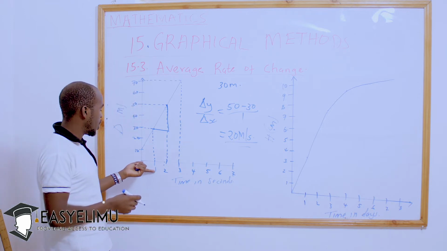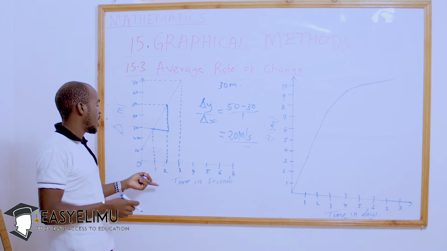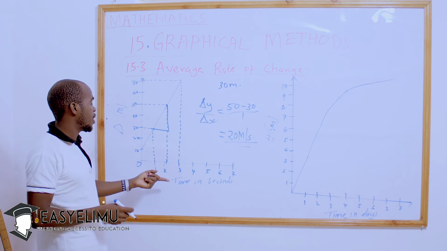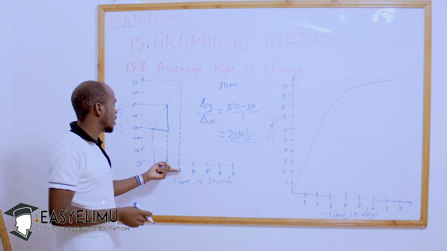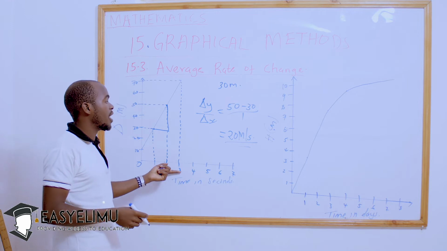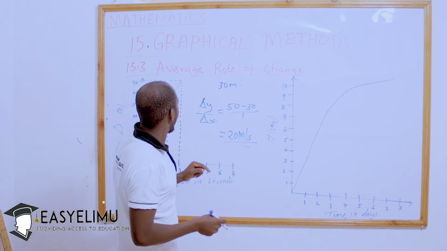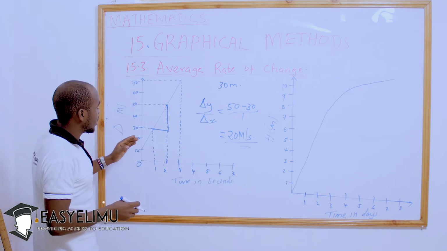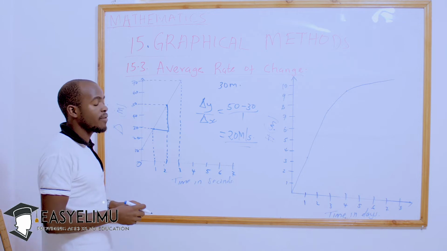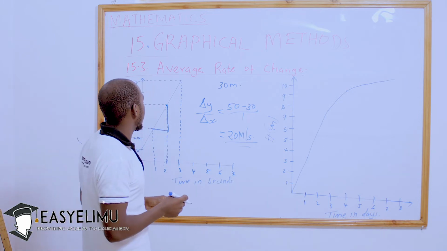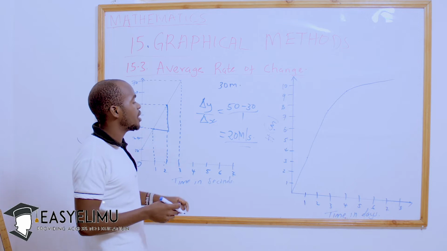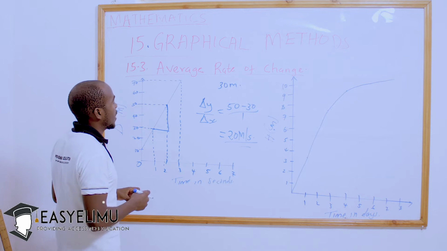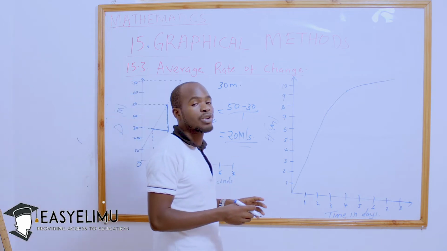But you will find in 1 second it is 30 meters per second, and in 2 seconds it will be 50 divided by 2, which gives 25, and in 3 seconds it will be 70 divided by 3, which is 70 over 3 meters per second. So you are finding that at each second we have a different speed. But you will find the constant of the speed is 20 meters per second. That is what we are referring to as the average rate of change.